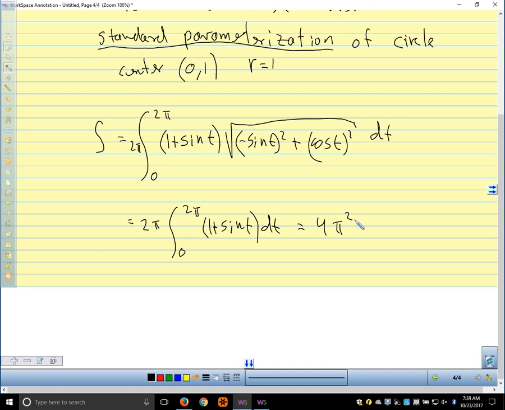We get 4 pi squared. Which is close to 5. Yeah. Really? Yeah, 4 times 3 squared. Hey, it's close to a multiple of 5.